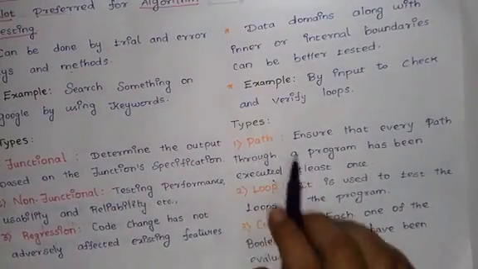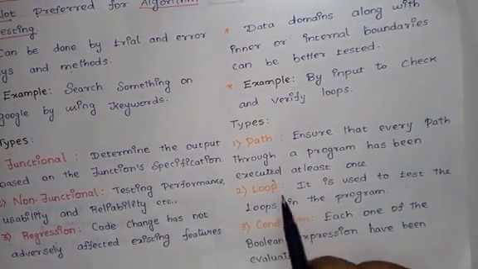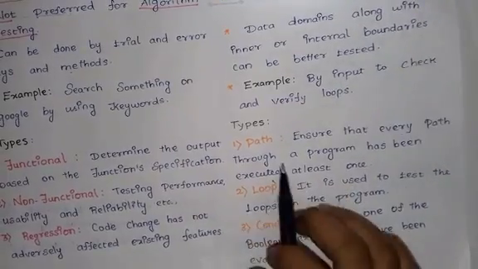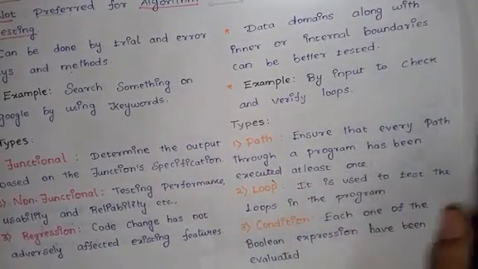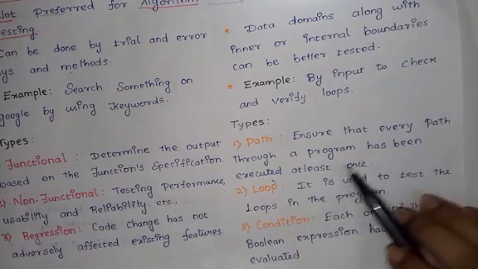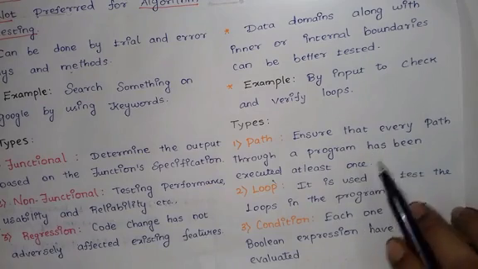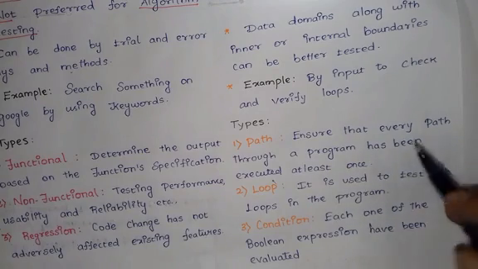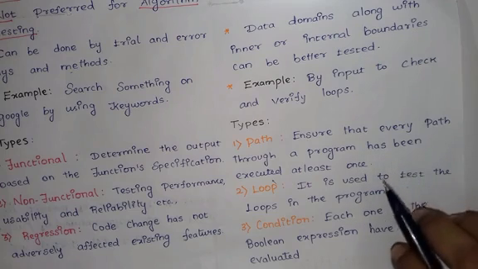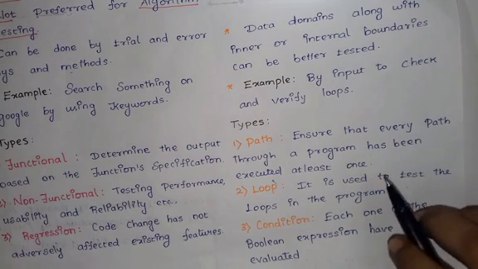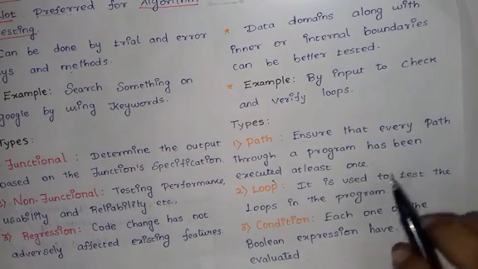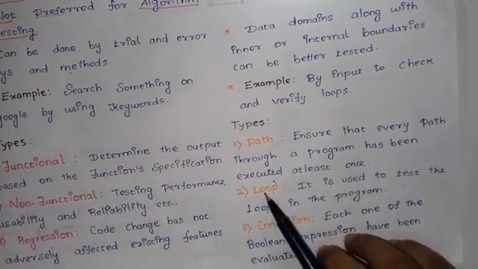So in white box, there are 3 types: path, loop and condition. Path: ensure that every path through a program has been executed at least once. That is, it involves execution of all possible blocks in a program and achieves maximum path coverage with the least number of test cases. The second type is loop.